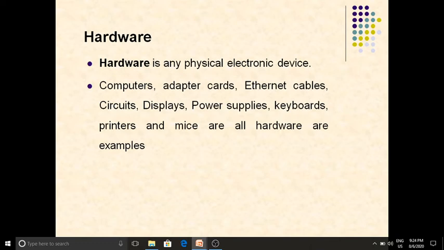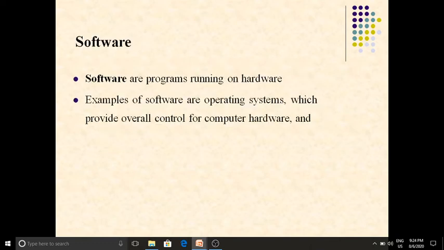Okay, let us go to the next slide. What is software? Okay students, what is software in a computer system? Software is programs running on hardware. Examples of software are operating systems.